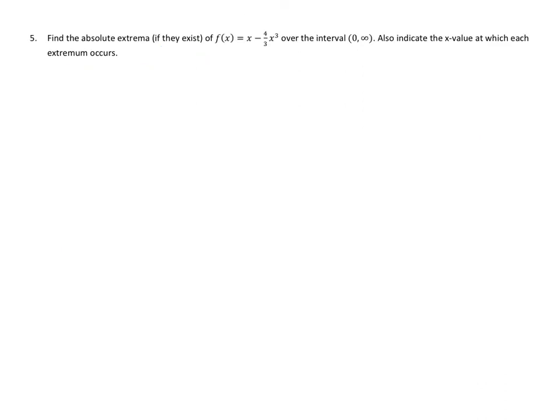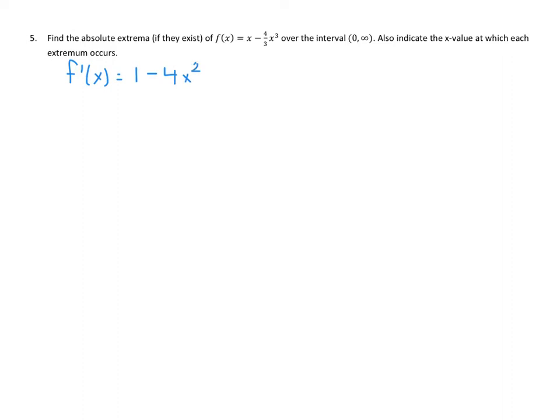In this example, we're asked to find the absolute extrema, if they exist, of the function x minus 4/3 x cubed over the interval 0 to infinity. So now we're working over an open interval 0 to infinity. Our first step is to find our critical values by taking the derivative. So the derivative of this function, f prime of x, is going to look like 1 minus, bringing the 3 out in front, we're going to have a 4x squared as our first derivative.